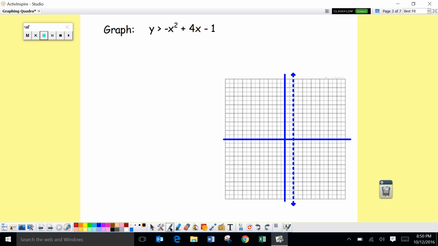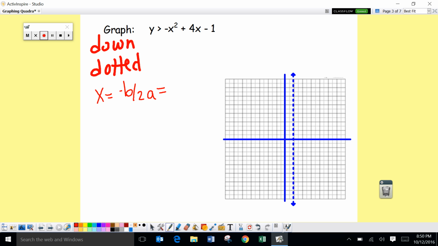What we will do is decide whether this parabola opens up or down. In this case, it's going to open down. We need to use a dotted curve as we make our parabola because it is greater than. Now we need to find our axis of symmetry. X equals negative b over 2a.